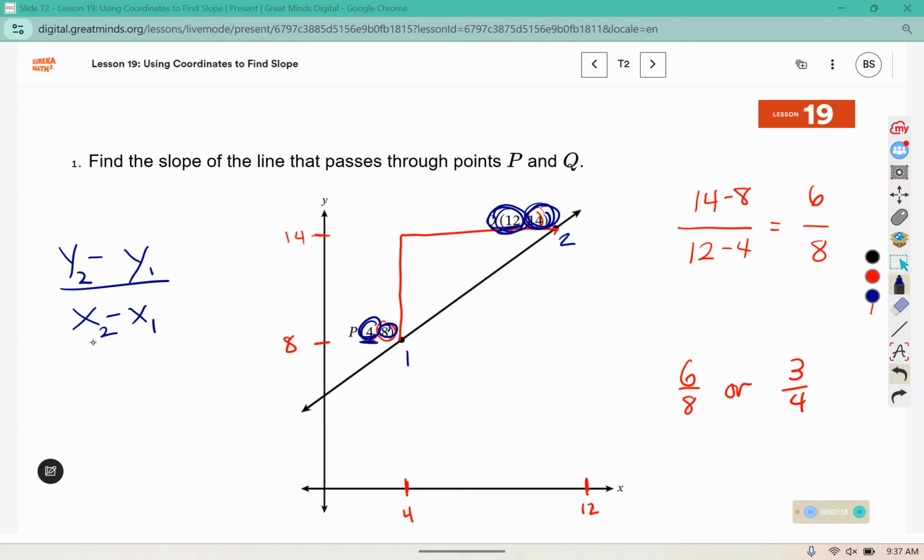And this isn't an exponent, it's a little subscript telling us which point it came from. Did it come from the first point or the second point? You might also see it written as the change in y divided by the change in x. This little triangle is a delta, a Greek symbol that represents the change.